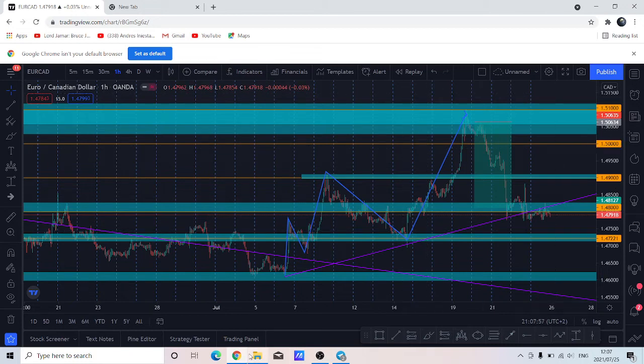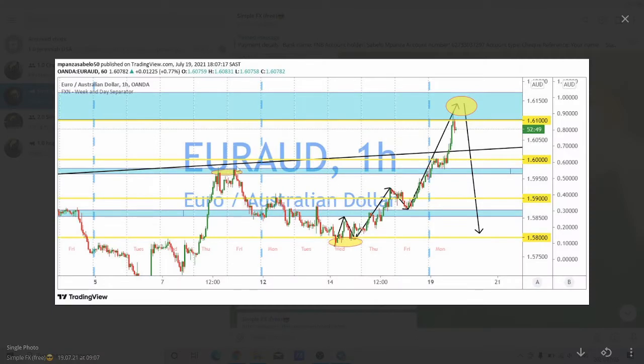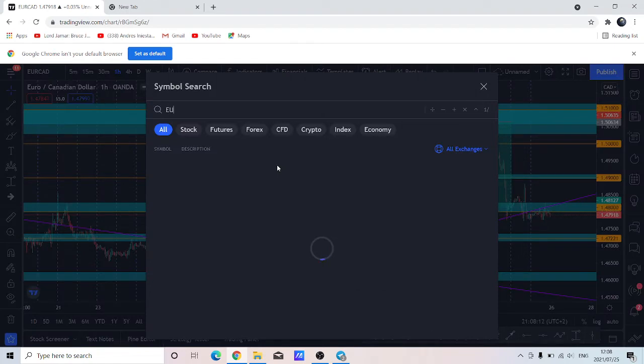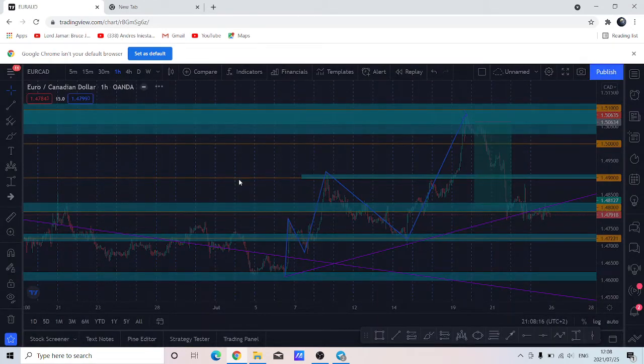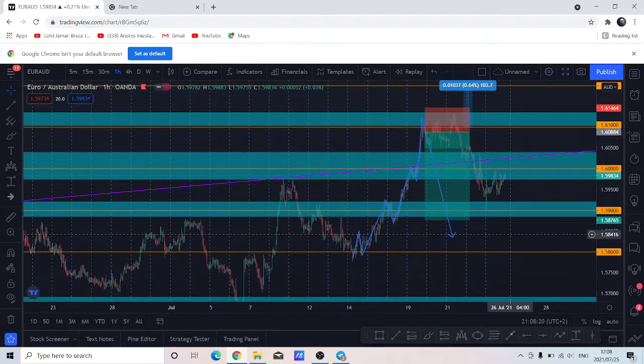Okay, let's proceed. The second trade was Euro AUD for a sell. This trade was similar to the EuroCAD. Let's look at the Euro AUD. Yes, the market went down.